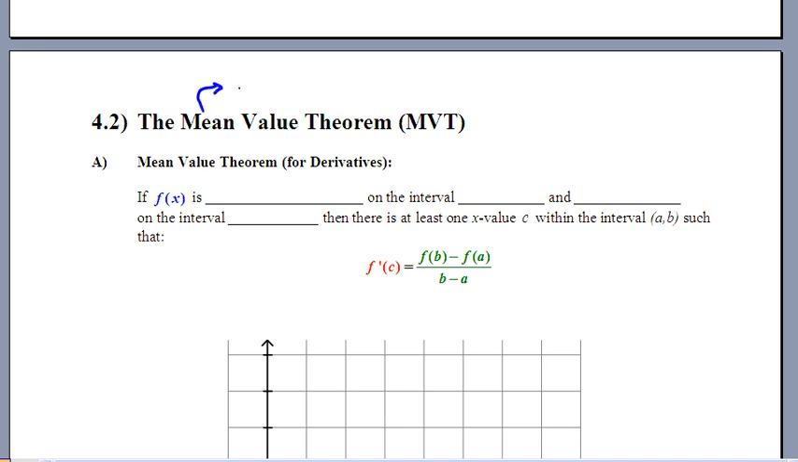This mean is not mean as in nasty, but mean as in average. And this value is actually talking about slope values, so, well, maybe I'll just write that as slope. And then theorem just means rule. So this is some sort of rule about average slope values.